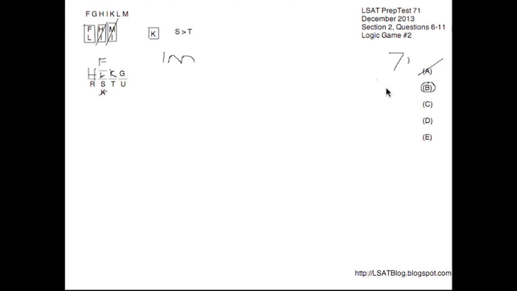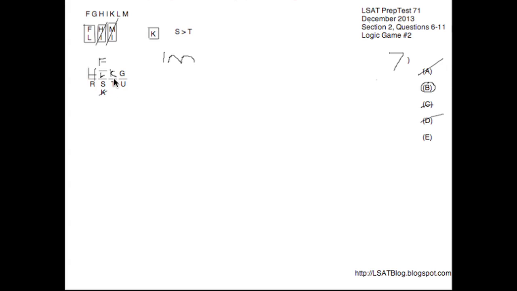I will run through the other choices though. Looking at C, K on R, no, K's on T, so C is gone. Looking at D, L on U, no, L's on S, so that's gone. And looking at E, M on T, no.